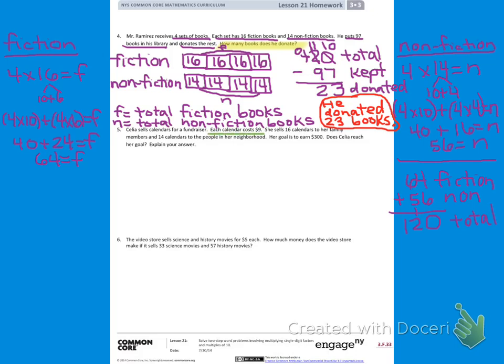Each calendar costs $9. She sells 16 calendars to her family and 14 calendars to the people in her neighborhood. Her goal is $300. Now let's highlight the question. Does Celia reach her goal? And I'm going to underline, explain your answer.